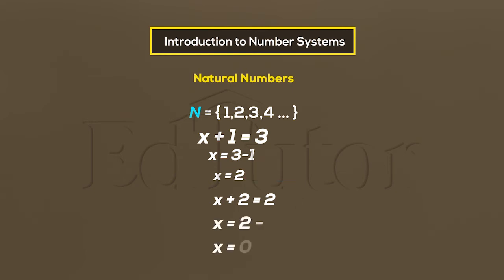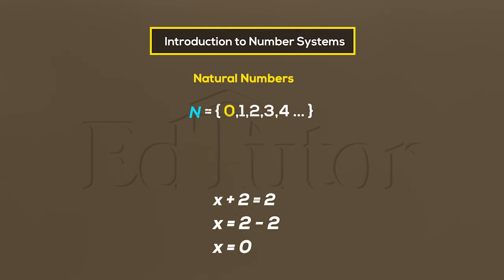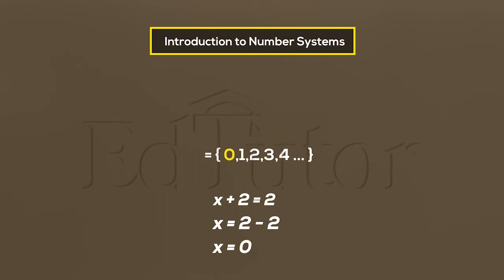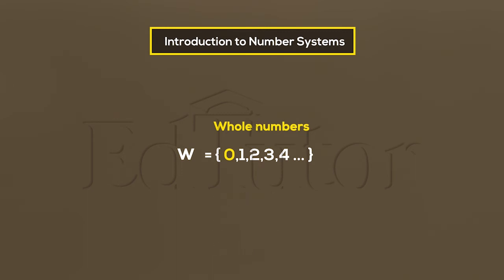We seem to have run into a problem. x equals 0, but we don't have 0 in the natural set. What do we do? Simple, just add it in. This makes an entirely new set called the whole numbers. We represent it with a capital W. Problem solved. Now, let's see if this works for another equation.